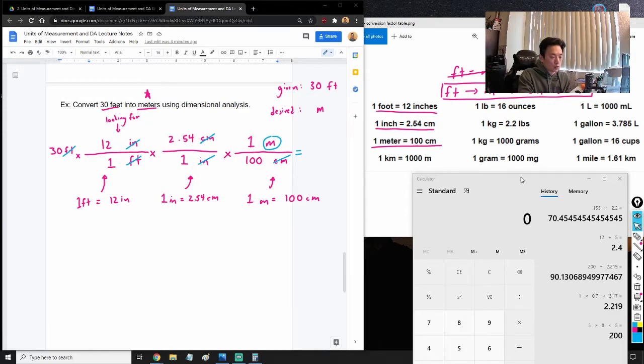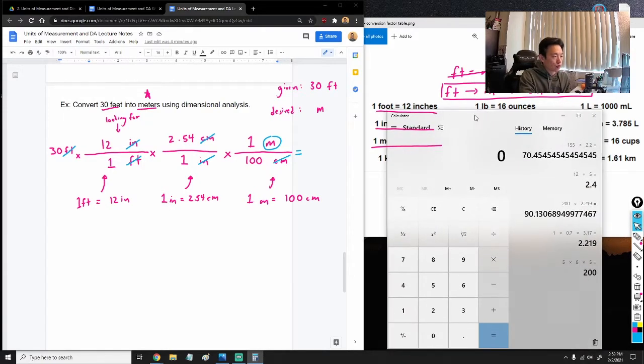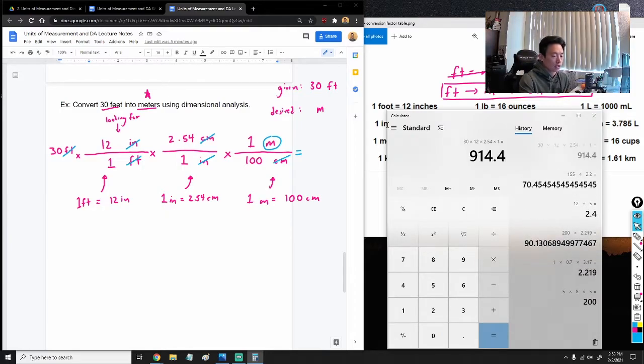So we are going to punch that into our calculator. The first thing you want to do is multiply everything on top. The numbers we have on top are 30 times 12 times 2.54 times 1, and that's going to give you 914.4. So on the top we're going to have 914.4 meters. Don't forget that M.